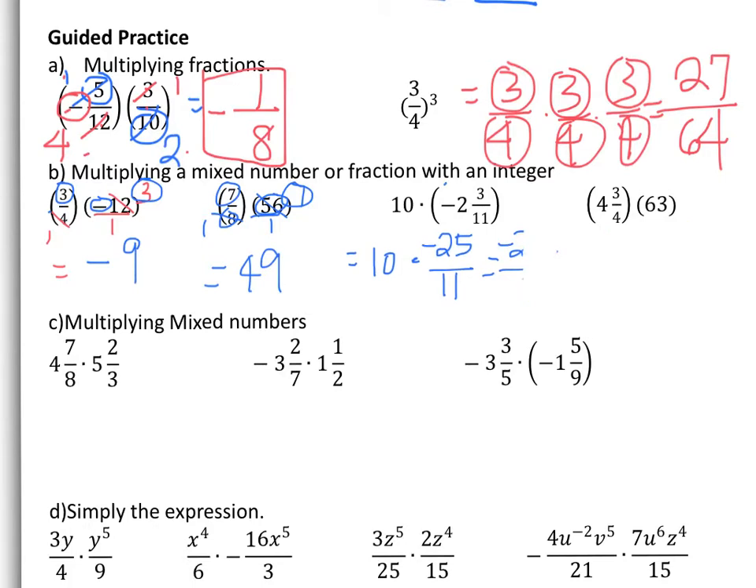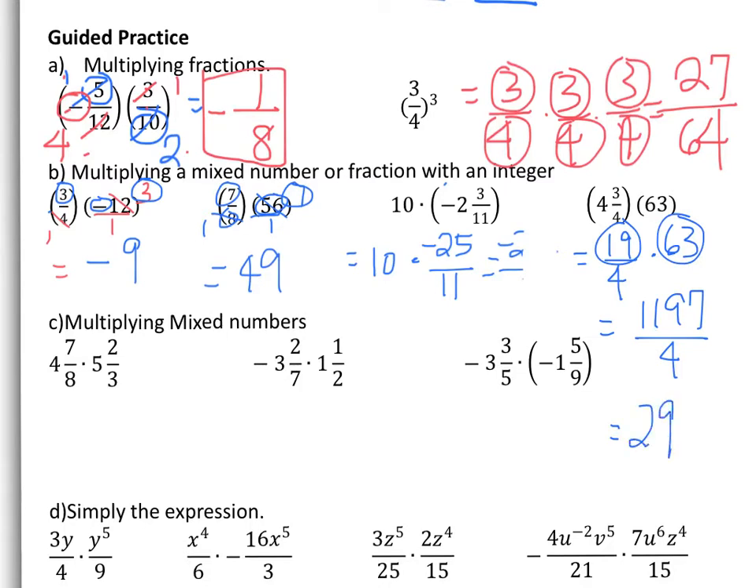Okay, for the next problem, I need to change 4 and 3/4 into an improper fraction. So that would be 19 over 4 times 63. 19 times 63, after doing multiplication, you should get 1197 over 4. And you could change this to a mixed number of 299 and 1/4. Okay?